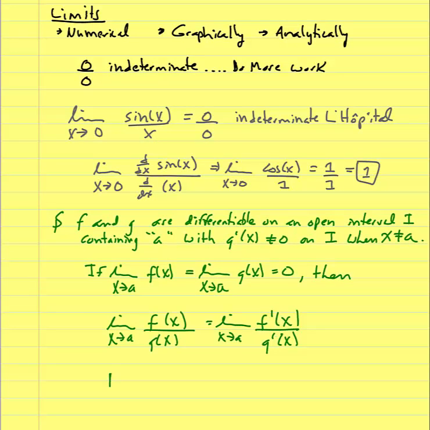Now this is only true provided the limit as x approaches a of f prime of x over g prime of x exists. Meaning I have to get an answer here, like 2 or 4 or negative 12. I can't get infinity or 1 over 0. If that's the case, then I have to say L'Hopital's doesn't work.